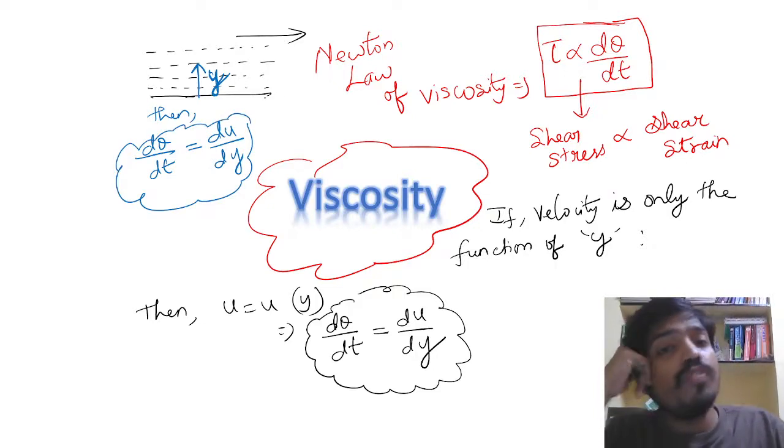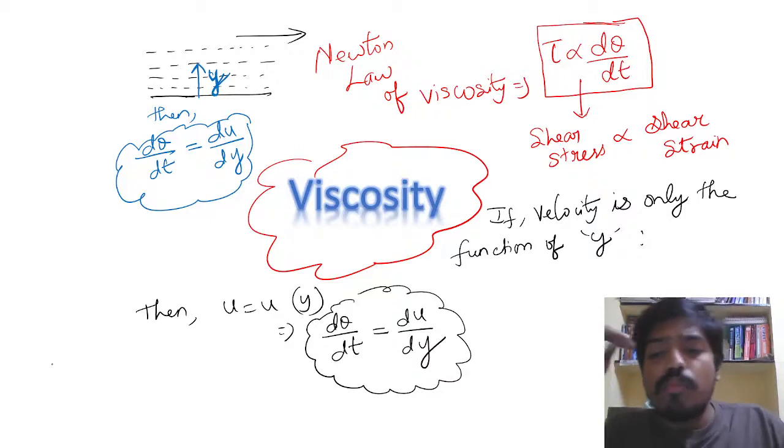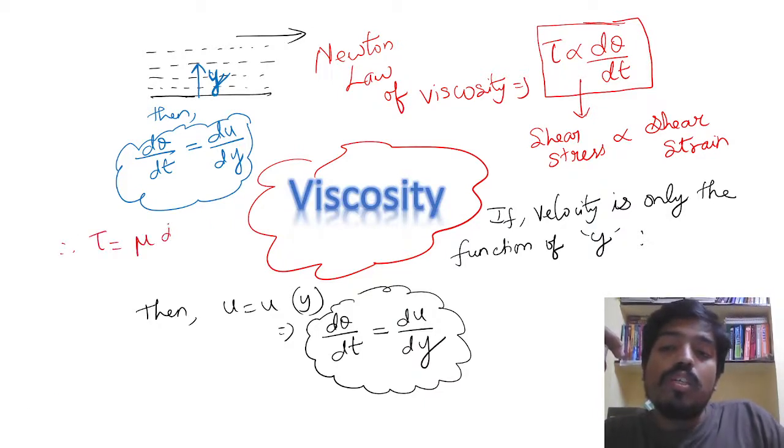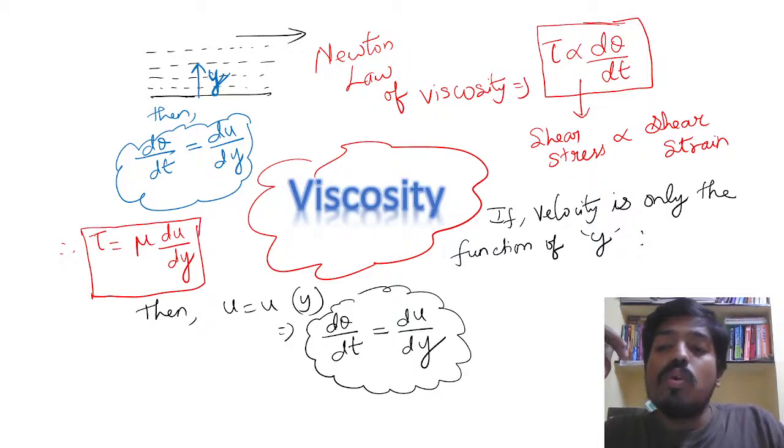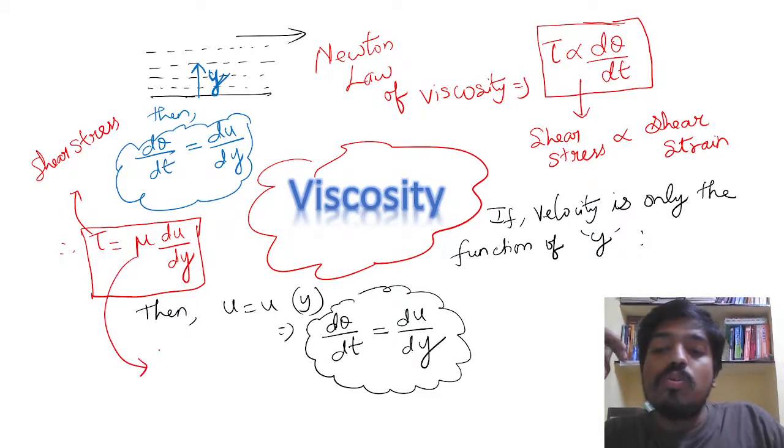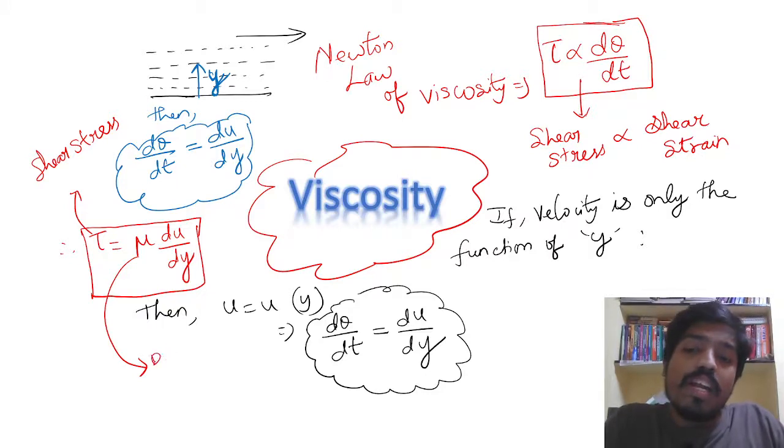I will give you the proof when I teach you theoretical fluid mechanics. So what will happen? Tau is equal to mu into du by dy. Tau is the shear stress. What is mu? Dynamic viscosity.